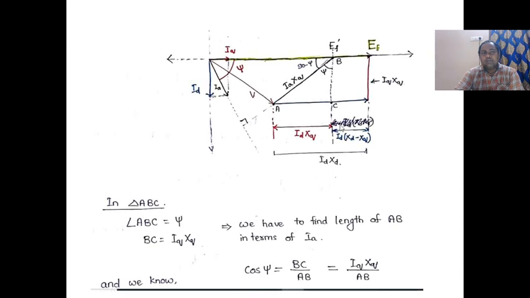Please observe the phasor diagram once again. In triangle ABC, BC is equal to IQ XQ. We have to find the length of AB in terms of IA. Cos psi is equal to BC by AB, that is IQ XQ by AB.